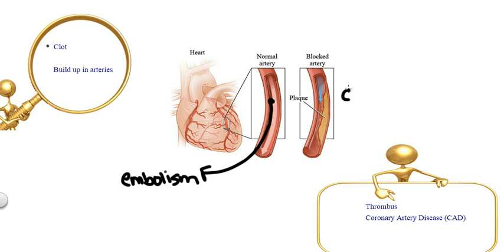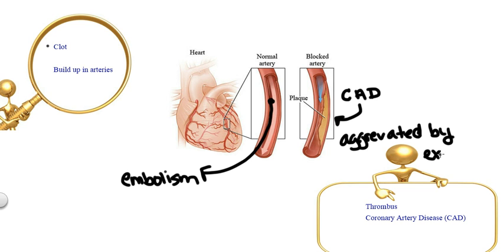Recall, coronary arteries are special blood vessels that supply the heart muscle with blood and thus oxygen. Coronary artery disease occurs when coronary arteries are narrowed or blocked, for example, due to plaque buildup. Again, blood flow is reduced, thus so is oxygen delivery. This is aggravated by exertion because an increase in heart rate increases the need for oxygen.